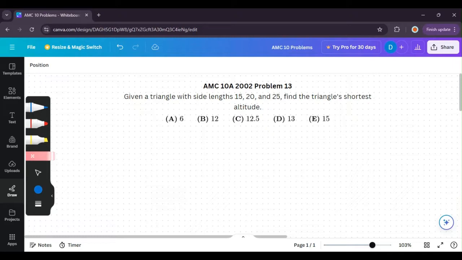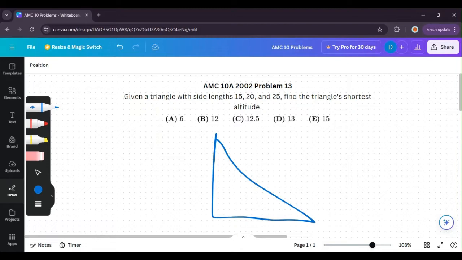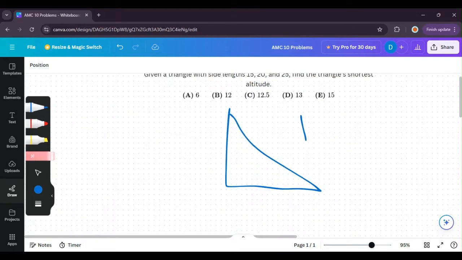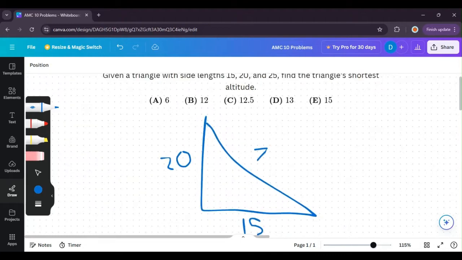So this is a simple geometry problem. We can draw the triangle right here, and the shortest side is 15, the middle side is 20, and the longest side, or the hypotenuse, is 25. And the reason why I said it was the hypotenuse is because we know that this is a right triangle.